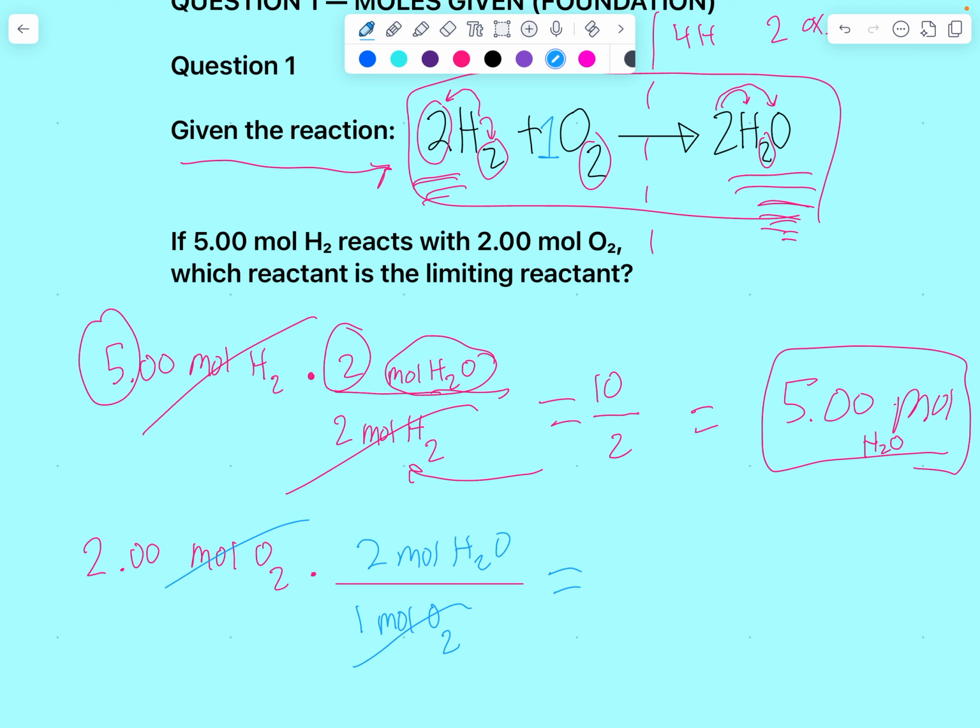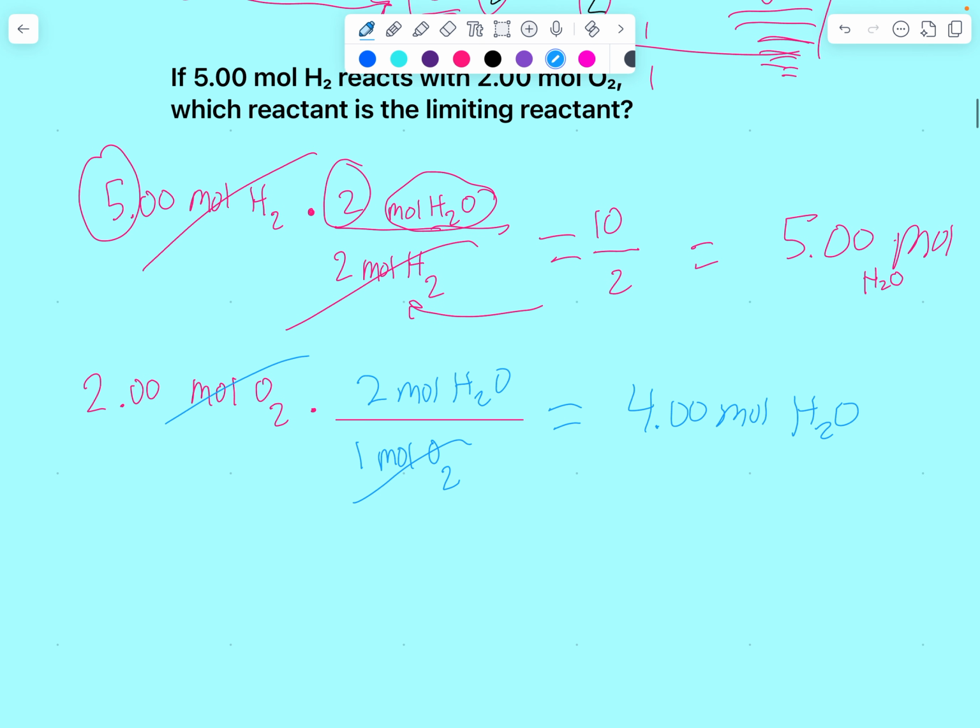What is 2 times 2? 4. So 4.00 moles of H2O. So I got my products from H2 and from O2. I got those 2 right there, but I'm not done. So I need to compare them. With H2, you saw I had 5.00 moles of water. And with moles of O2, I had 4.00 moles of H2O.